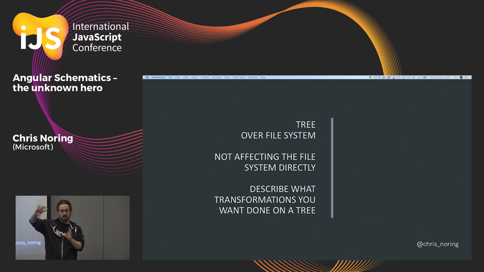Now, you can take this tree that schematics have created from you applying different rules upon it and turn that into changes on your file system, but you can also just do it in memory to see what's going to happen if I actually create these rules. It's an important distinction that schematics doesn't write to your file system until you say so. That's very important to understand. But what you need to do to make schematics happy is describe what transformations, what changes you want done. So it's declarative in that sense.